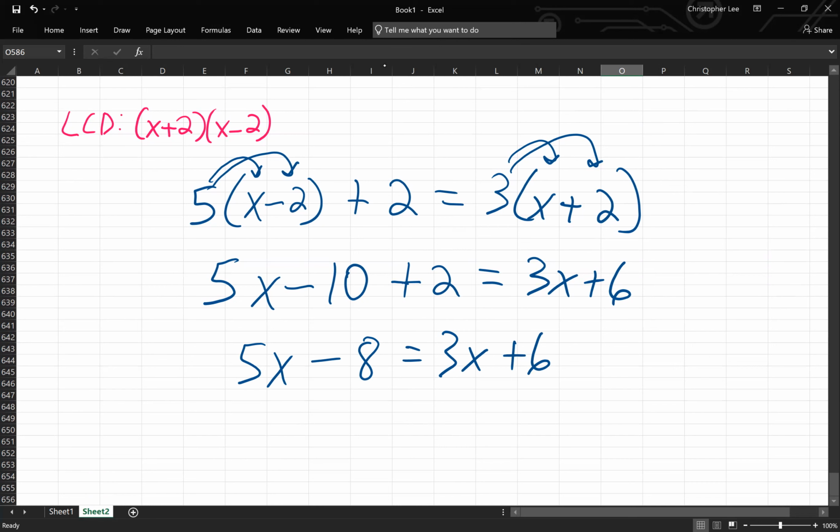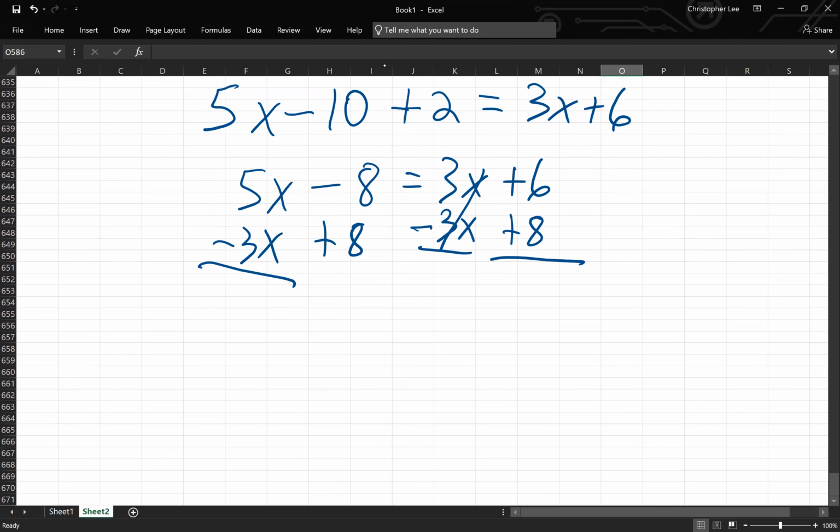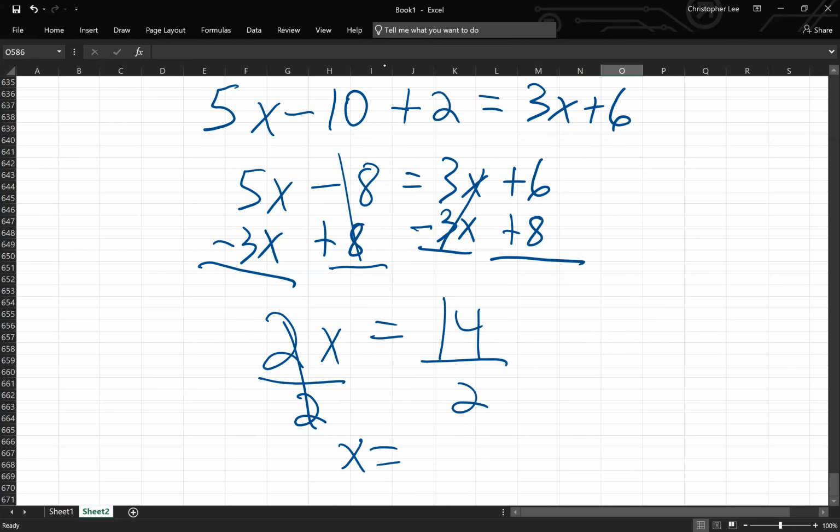All right? Put everything on the same side. I'm going to subtract 3x from over here. What I do to one side, I got to do to the other. I'm going to add 8 over here. So I get what? Very good. Very good. That's it. Questions on that?